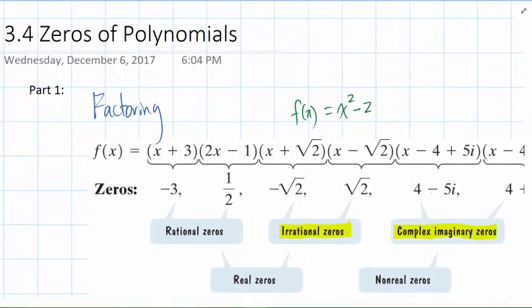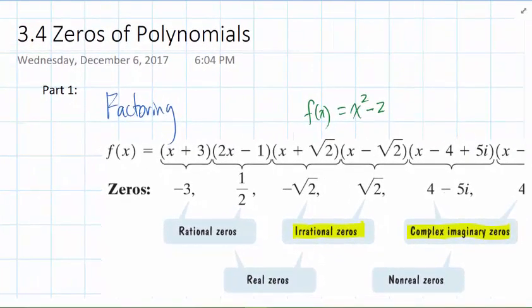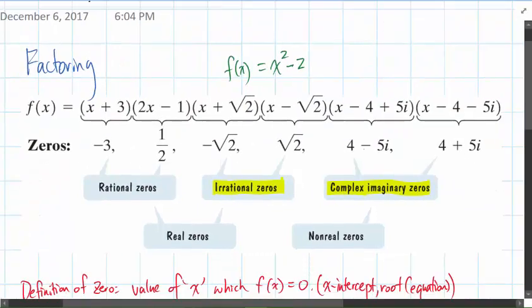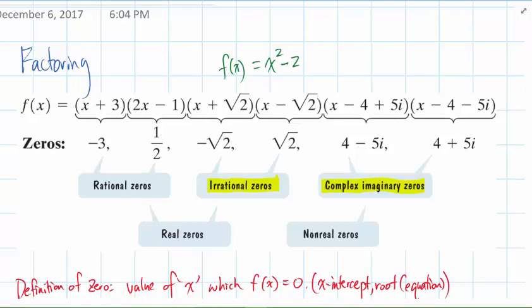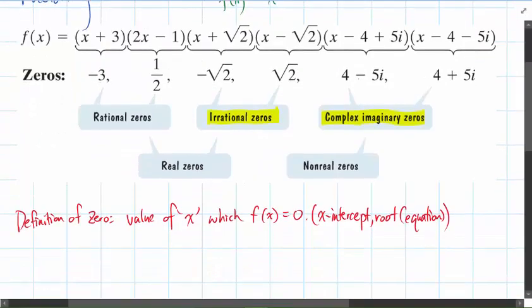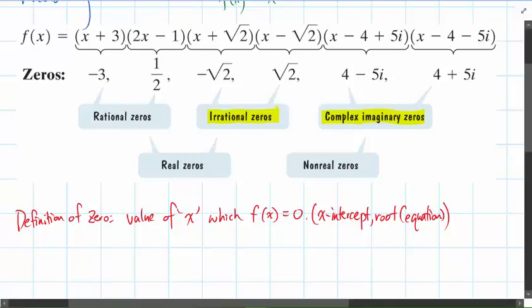This is right here, and today we're going to go over the lesson of 3.2, zeros of polynomials. We're going to go over part 1. So right now let's jump into factoring. So what's the definition of a zero? The definition of a zero is the value of x for which f of x equals 0.